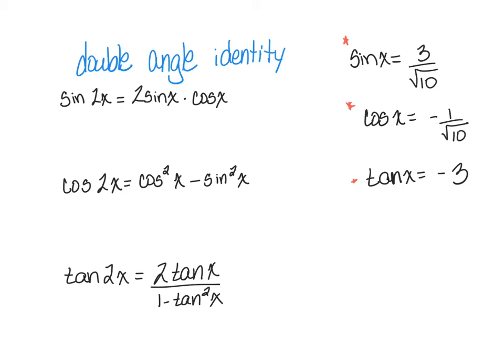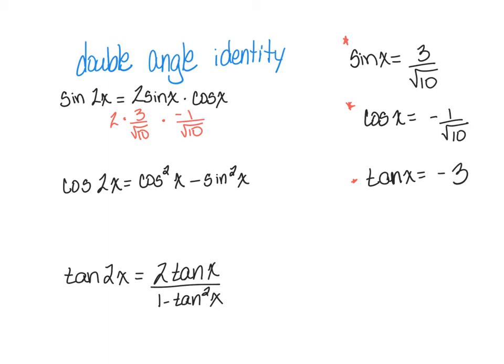Okay, so now at this point, now that we've got this, it really is that we're looking at the algebra again. So for sine of 2x, we're going to have the number 2. So we are multiplying by 2. Our sine of x is 3 over the square root of 10. And then we are going to multiply that by the cosine of x, which is negative 1 over the square root of 10. Okay, now we've got some algebra to deal with so that we can get to our answer here.